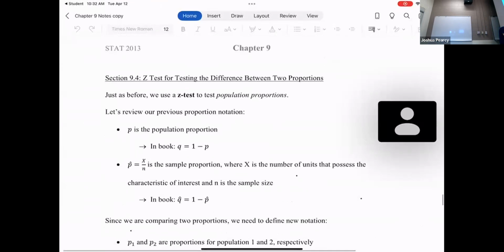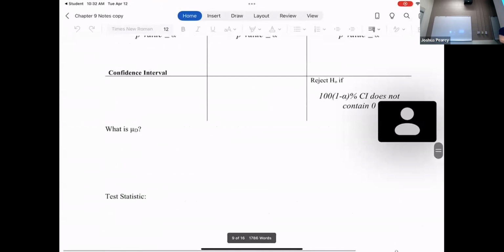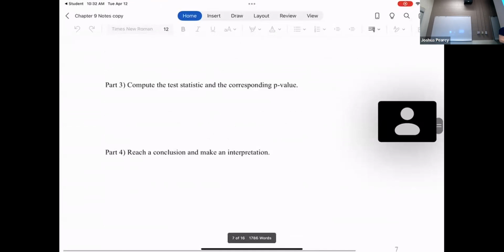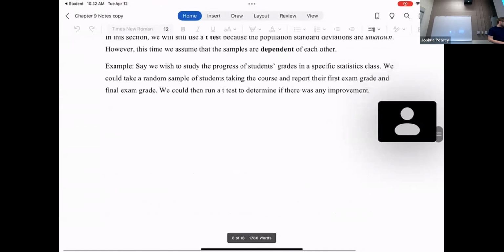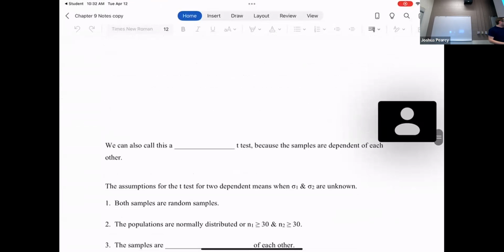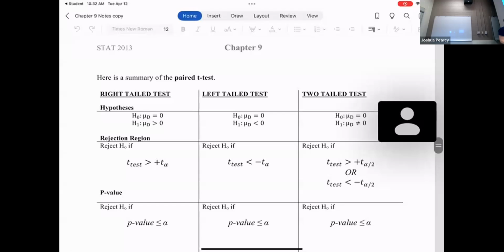For the first 2 sections, we've been talking about doing a hypothesis test for the difference between 2 means. And then in the third section, we did it for when the means were dependent. So we tested the difference, doing a 1 sample t-test on the differences. And that's what your bonus was about.